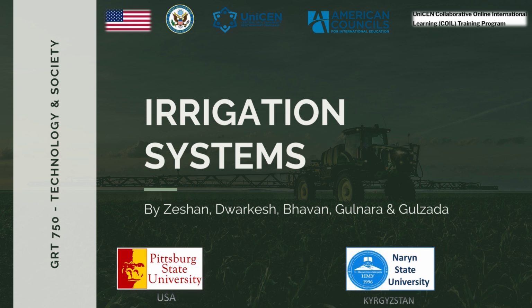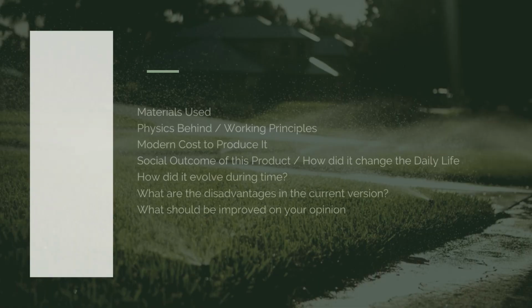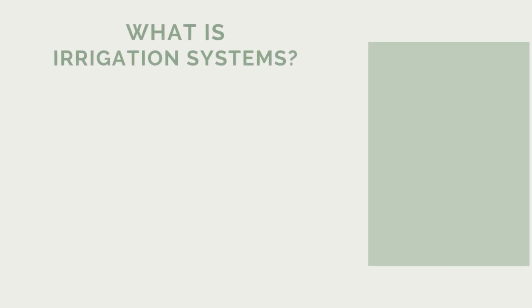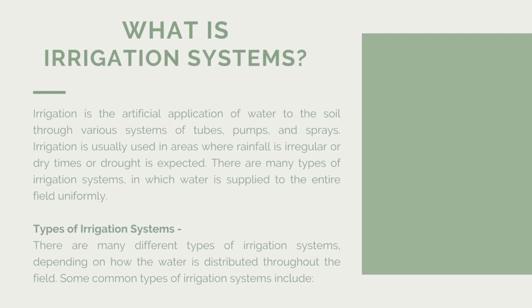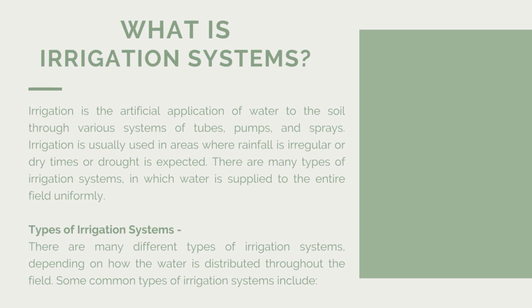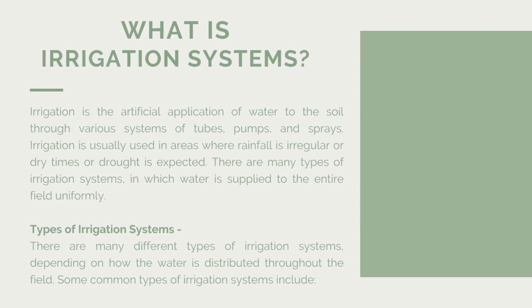Our topic is about irrigation systems. What are irrigation systems? Irrigation is the artificial application of water to the soil through various systems of tubes, pumps, and sprays. Irrigation is usually used in areas where rainfall is irregular. There are many different types of irrigation systems depending on how the water is distributed throughout the field.